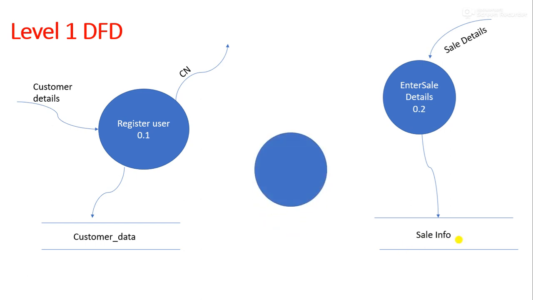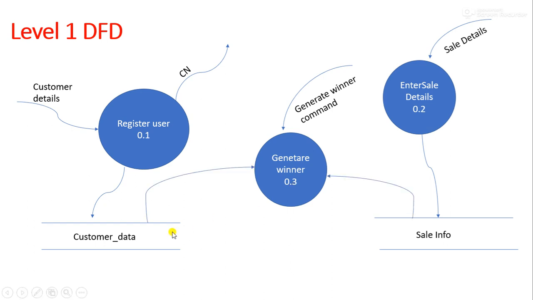And we have another type of function, that is generate winner, and the number of this function is 0.3. It takes the generate winner command, and with the help of these two databases, the customer database and the sell info database, this generate winner function generates the list of winners as output. So these three are the high level functions of our system, that is, the supermarket software.